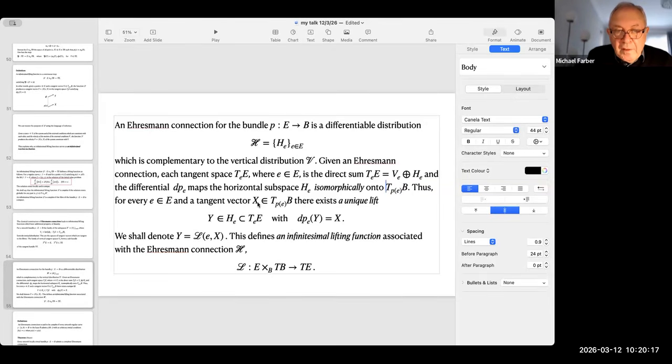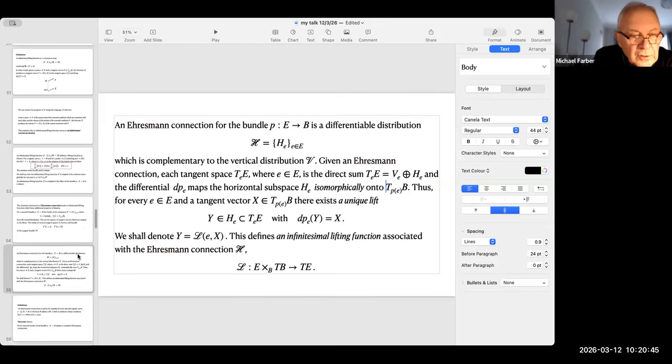So for every tangent vector x of the base, there exists a unique lift y in the horizontal space, which satisfies this, which goes onto x. So this gives an infinitesimal lifting function. So an Ehresmann connection defines an infinitesimal lifting function.